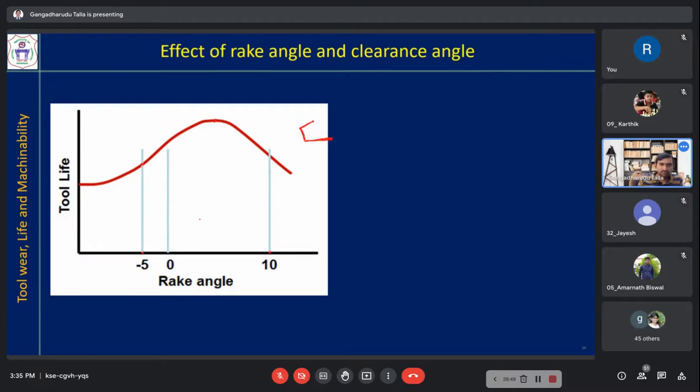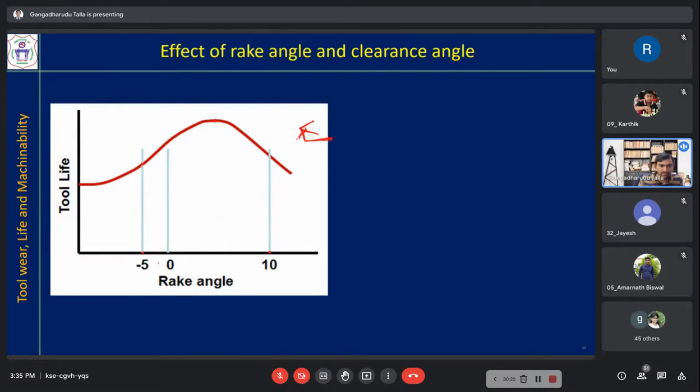If you are exerting more force, then obviously there will be more rubbing action. So if you are applying less force, obviously the tool will last a little bit longer. But if the rake angle becomes too high, the tool becomes thin. It becomes very thin, and there can be mechanical breakage of the tool tip. Understand? So due to that, the tool life will decrease.